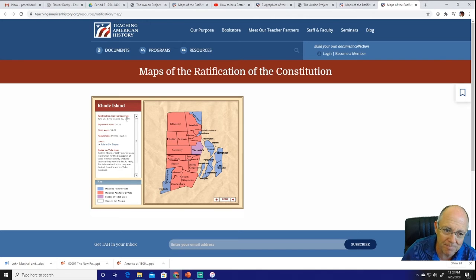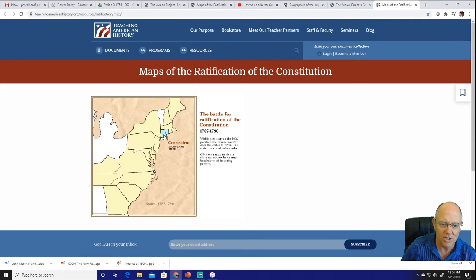That's a year after. George Washington was president already since March, and they're just having their convention in June. So they're way late, is the point we're making. 34 to 32. It was very close. Close call. So let's see. Pennsylvania. How about Maryland? 63 to 11. And 80 to 79 in Virginia.